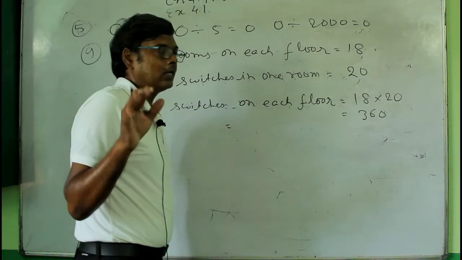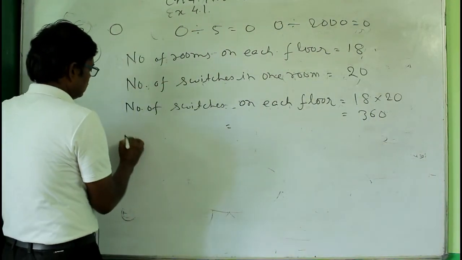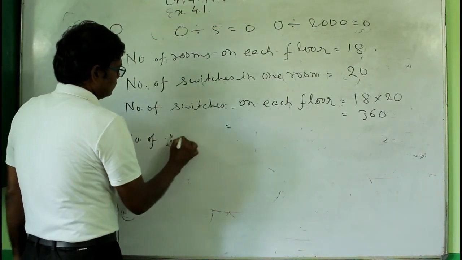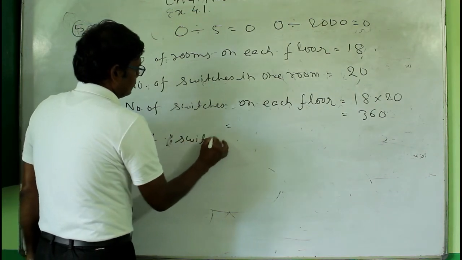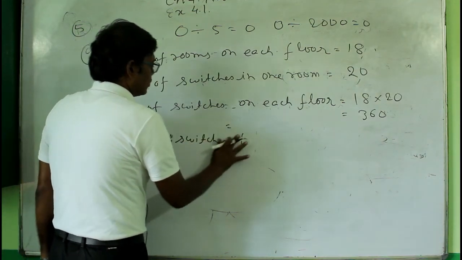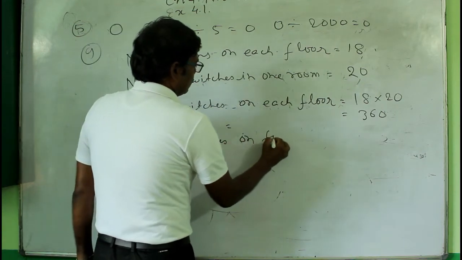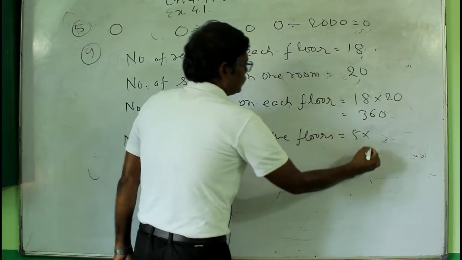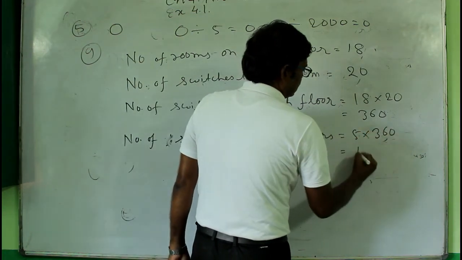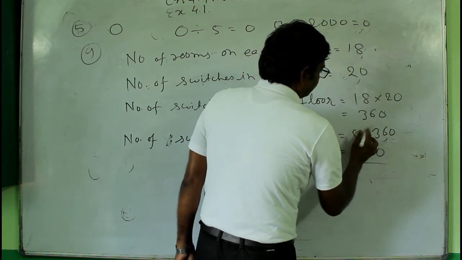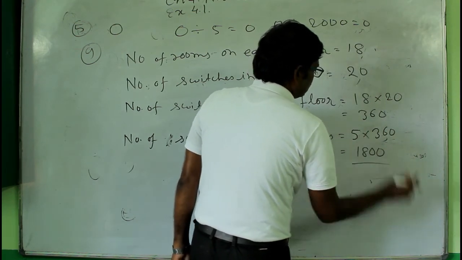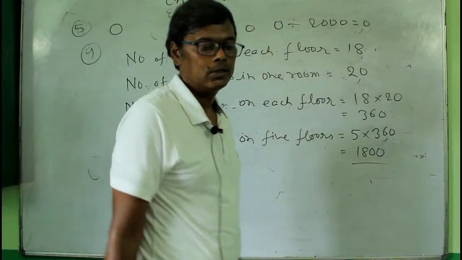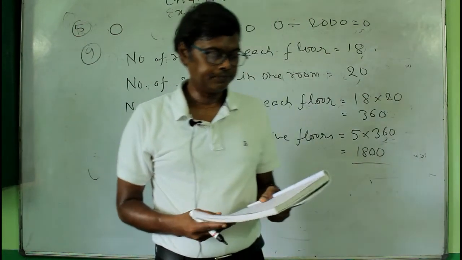Now we have a 5-story building here, so the total number of switches on 5 floors equal to 5 into 360, that is 1800. So the total number of switches is equal to 1800. Okay, so this is how we will solve it.